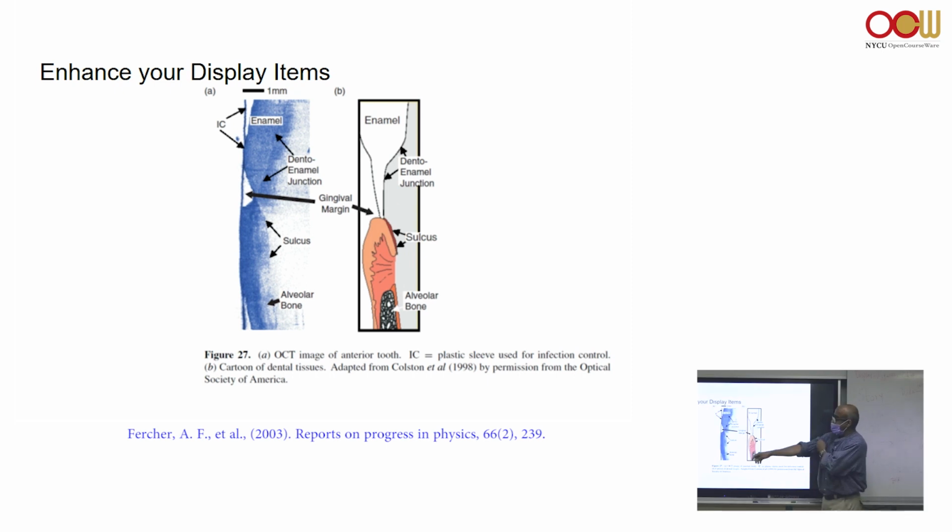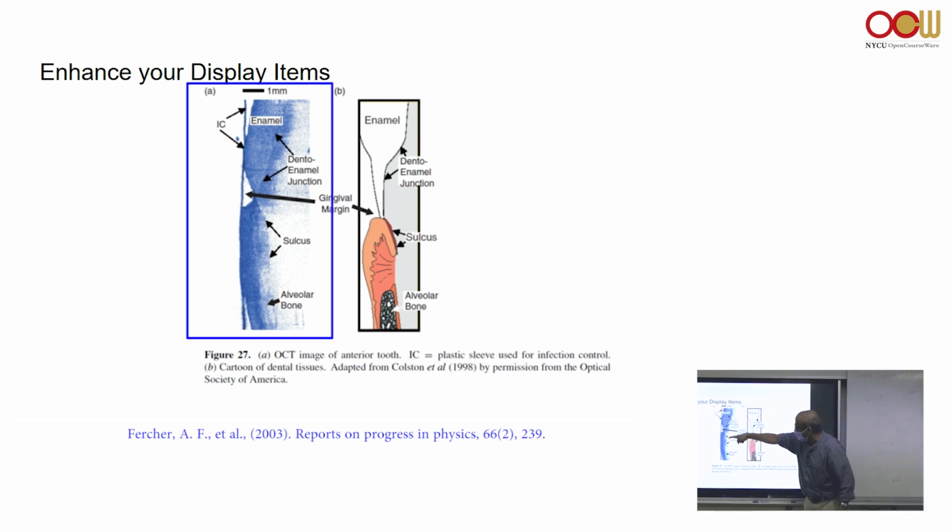So from macroscopic, you are going to microscopic. It's not the other way around. Not from the microscopic to the macroscopic. It is from the macro to the micro. That's the story they are trying to say. So when you have your data, try to present it like this. Then more people will understand what is going on. So it needs a lot of extra work. Enhance your display items.